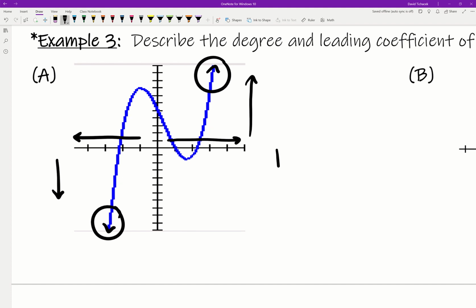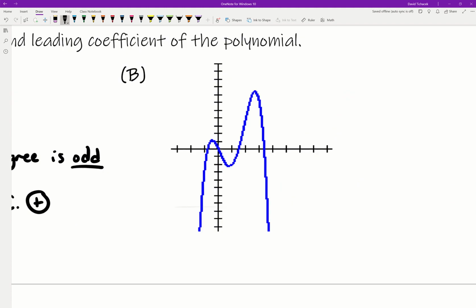So that is going to mean that the degree, since the ends are pointing in different directions, is going to be an odd number, whatever that value is. And then the leading coefficient, which I'll abbreviate LC, we know is going to be a positive number because I am climbing overall.